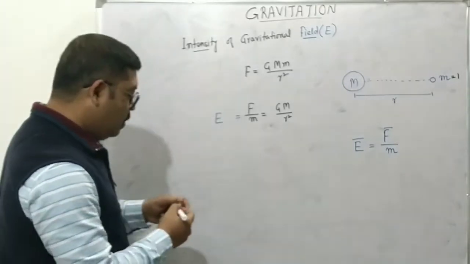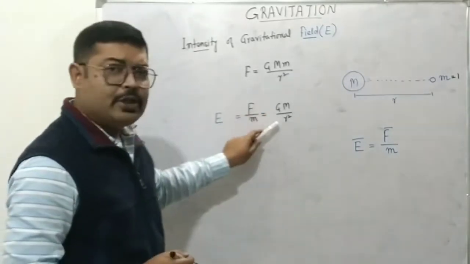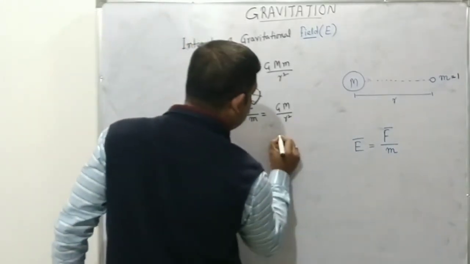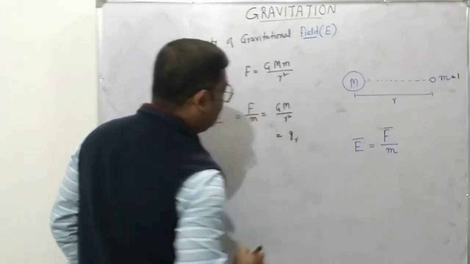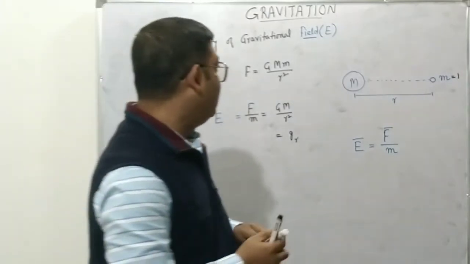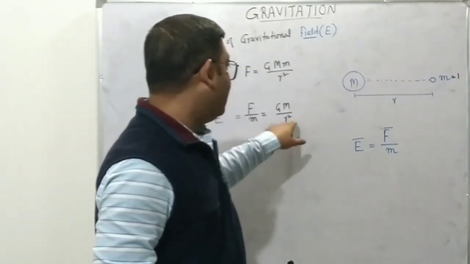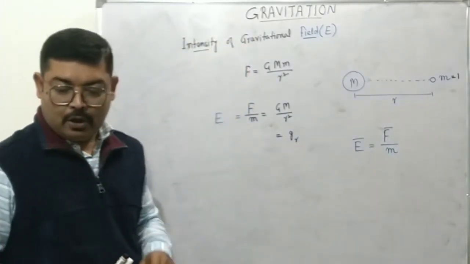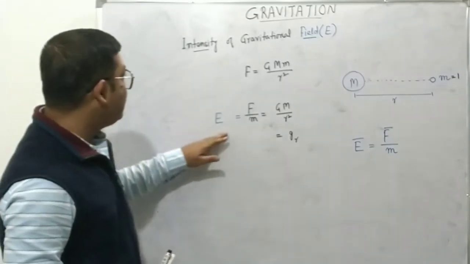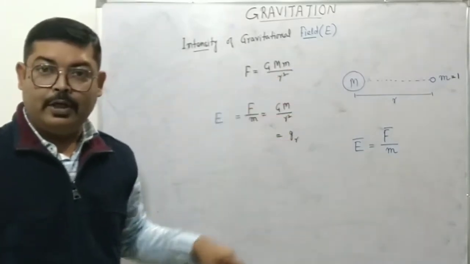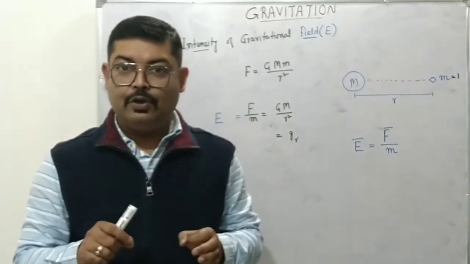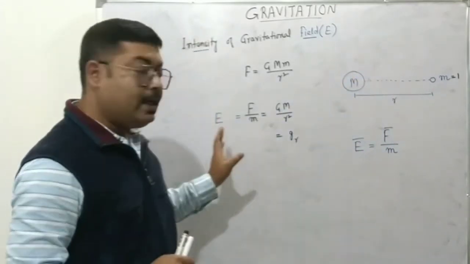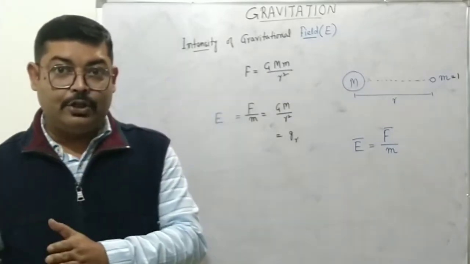Okay, now this expression, as you know, reminds you of something: GM by r square is given by g. So the acceleration due to gravity of that particular mass at a distance r from itself will be given by this particular expression, which means that the intensity of gravitational field at a given point is numerically equal to the acceleration due to gravity produced at that particular point by the given mass. Intensity is equal to acceleration due to gravity.